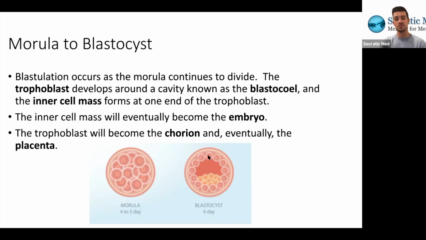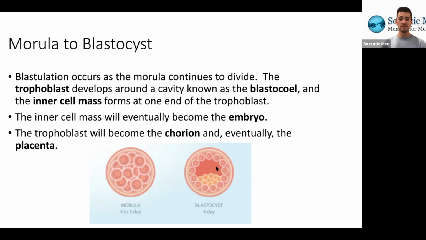So you see these cells surrounding the blastocyst. Those are the trophoblast cells. These lighter cells over here that are stuck to one side are known as the inner cell mass. And this empty space right over here is a fluid-filled cavity, and we call that the blastocele.